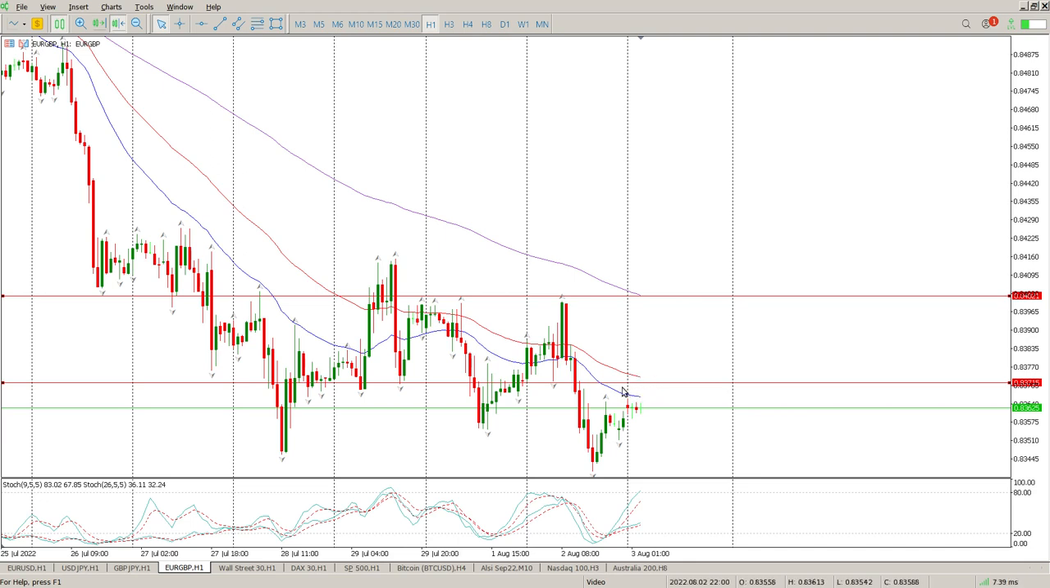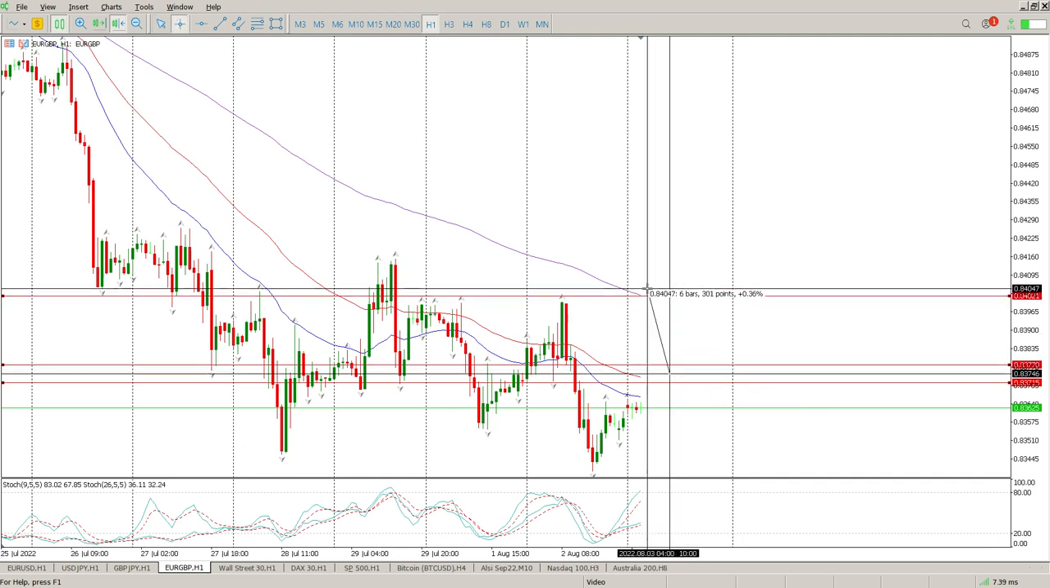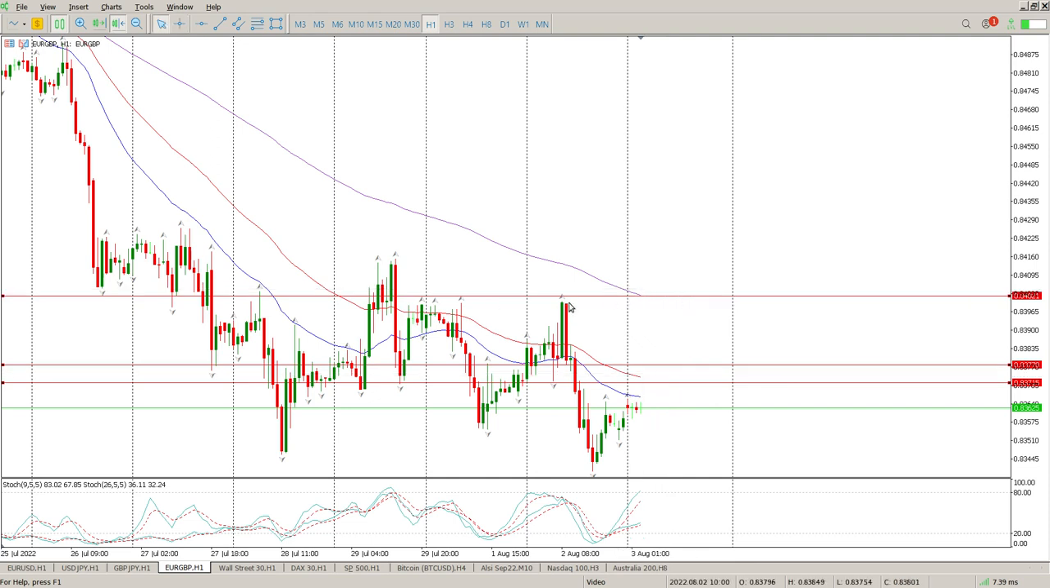What you're looking for is a rejection between there and 0.83778. If you can get a rejection between those two areas, fairly decent opportunity for a short. It's a fairly big stop loss of 300 points. That's above the high of yesterday, and the only reason for that is you've got a high and then you drop below the low of yesterday.